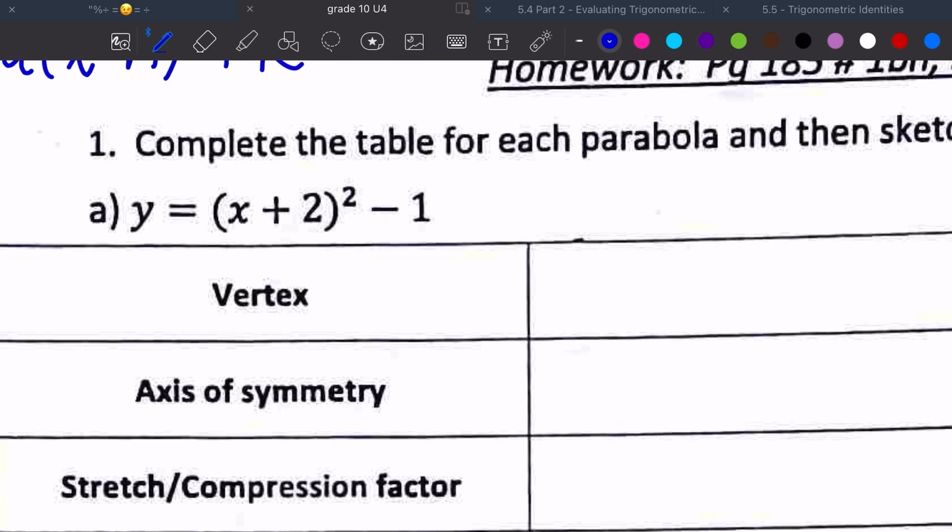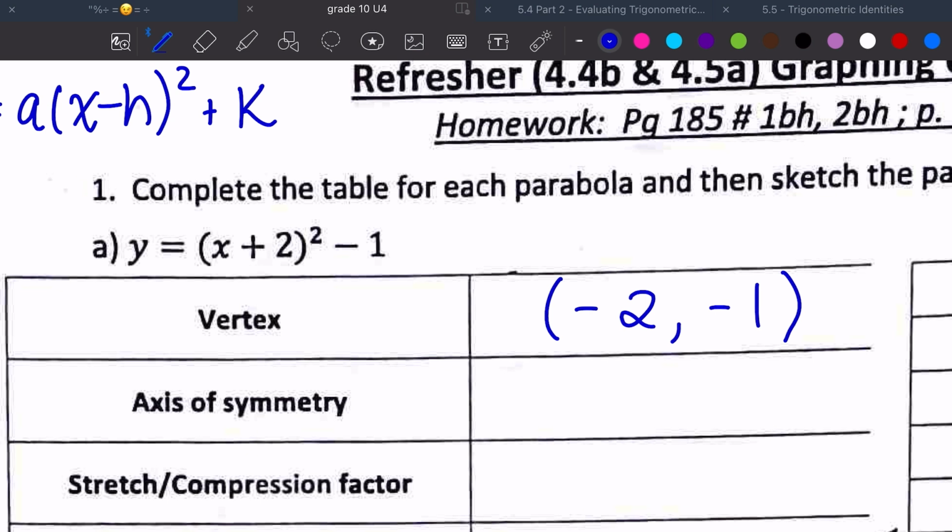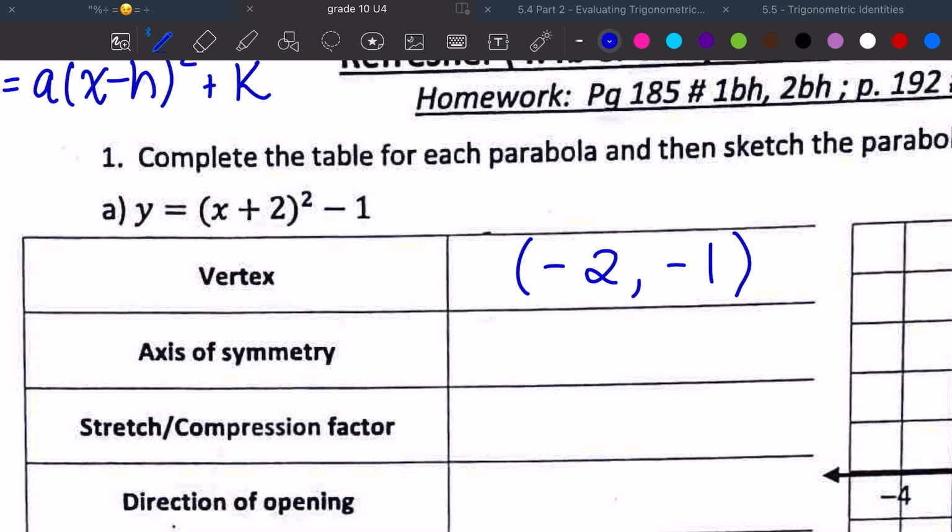So, okay. My vertex of this guy, what is it going to be? -2, -1. K stays as it is. We do not flip sign for K, but we do for H, right? Because the plus means I went to the left. So I went to -2, right? Axis of symmetry, that's that invisible line that cuts the parabola in half, and it's going through the x-coordinate of the vertex, which is -2.